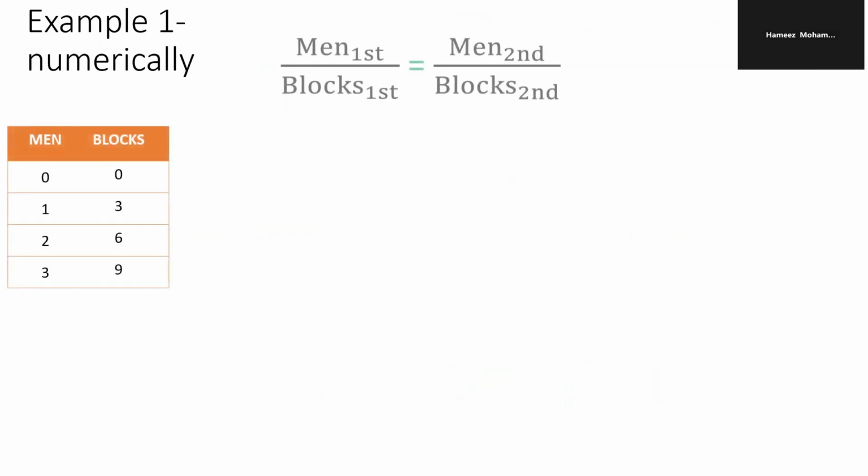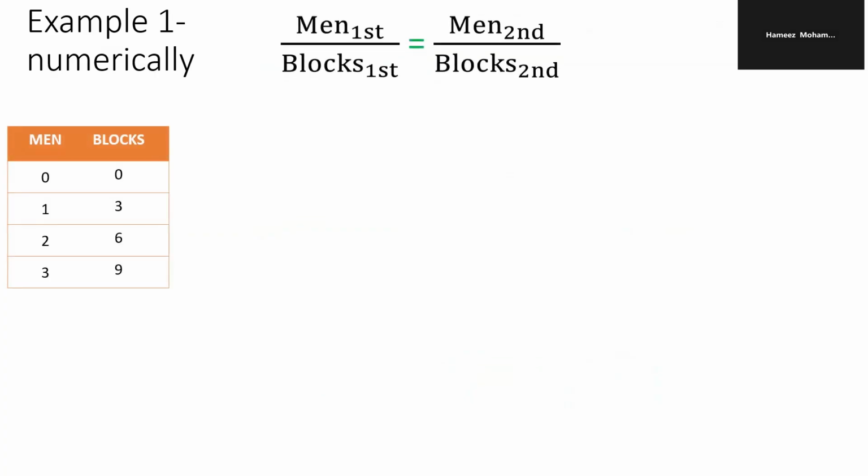So let's look at an example. We have the same scenario there. In the first case, the number of men compared to the number of blocks, that was 1 to 3, is the same as the second case number of men to the second case number of blocks. So we can see these scenarios where we're showing that they're equivalent. How can this also be described? It can be described as saying men times some constant factor will give us the number of blocks.